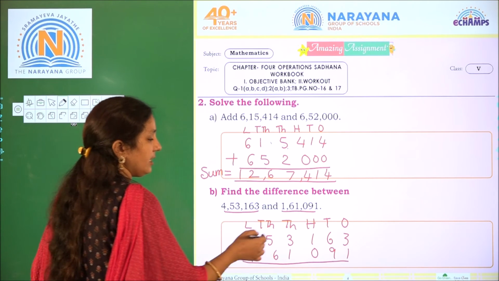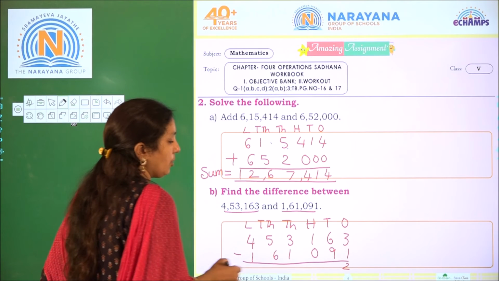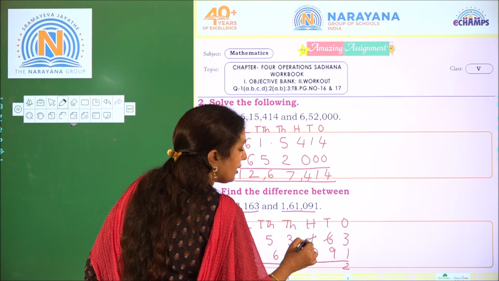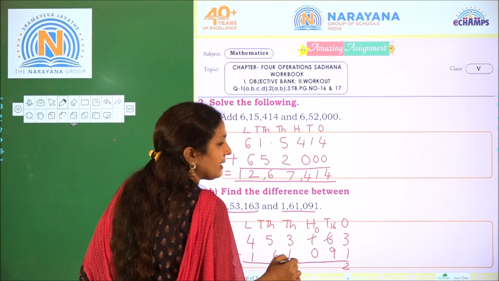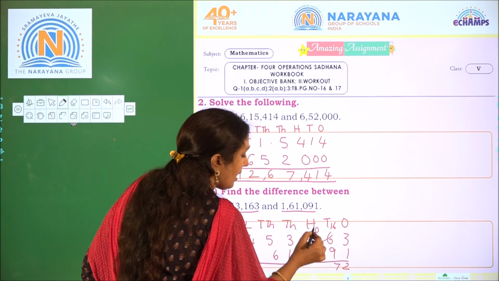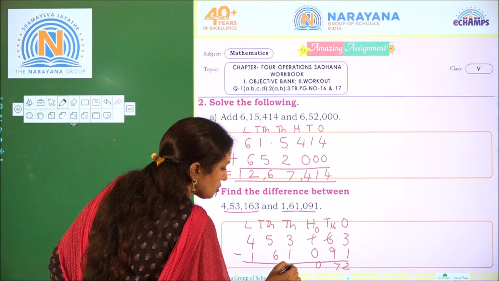3 minus 1. So 3 is greater than 1. 3 minus 1 is 2. So can we subtract 6 minus 9? No, we cannot. So we have to regroup it. 6 will become 16. This one will become 0. 16 minus 9 is 7. And 0 minus 0 is 0. 3 minus 1 again 2.